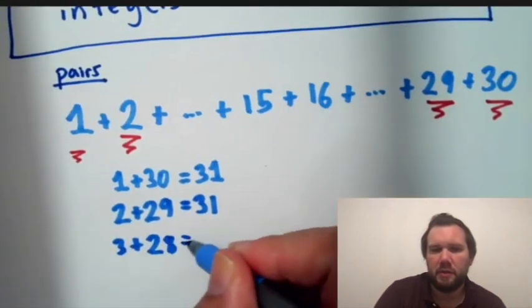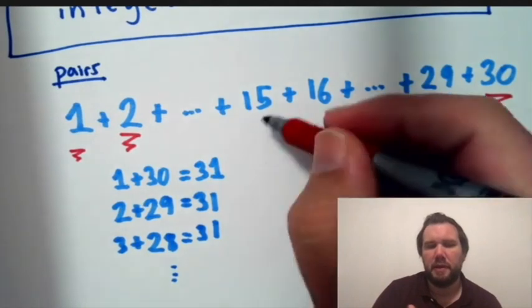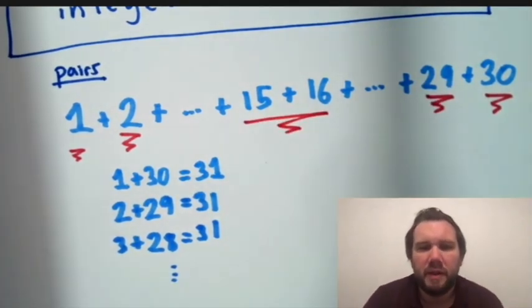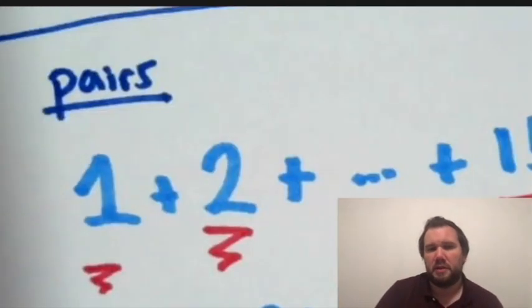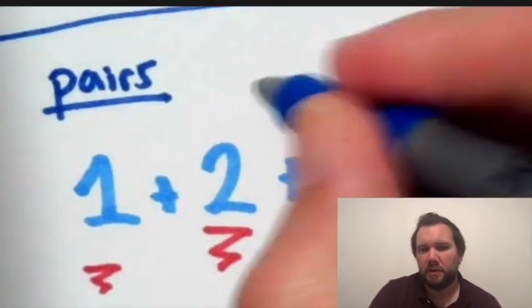And we're just going to keep doing this, pairing the numbers up, and each pair that we get adds to 31. And the final pair that we're going to hit is this middle pair of 15 plus 16. So we divided our numbers up into pairs, each of which adds to 31.